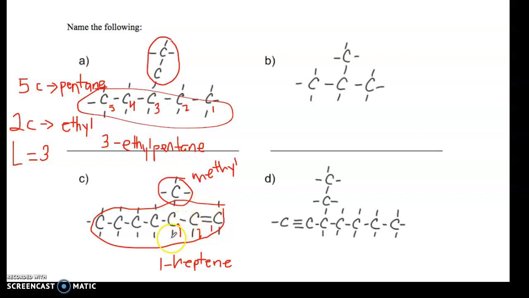So, it's going to be 3-methyl-1-heptene. That 1 is telling me where the double bond is, the 3 is telling me where the branch is. And that's just what you're doing. Very simple. If you have any questions, let me know, and I'll see you in tutoring.